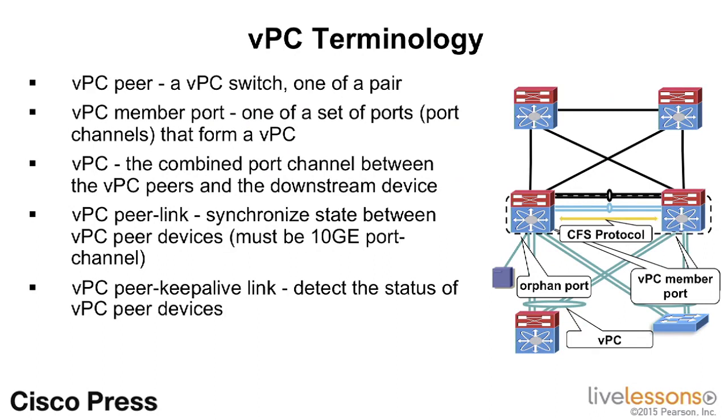A VPC peer is a VPC switch, one of a pair. So with VPC, we cluster two switches. A particular VPC domain, which we'll talk about, is a cluster of two different switches. A VPC member port is one of a set of ports that form a VPC. So if we have a downstream device, this switch, that's connected to our upstream VPC domain, a VPC member port would be this port, let's say, one of the ports that connects to our upstream switch.